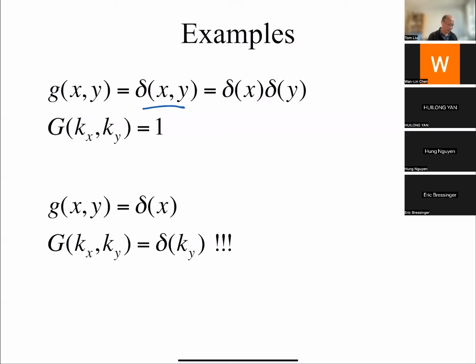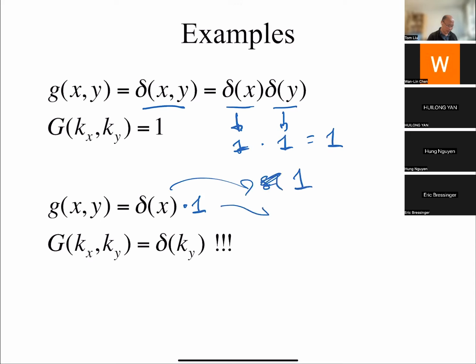So delta xy equals delta x times delta y. Both of these go to 1, so 1 times 1 is just equal to 1. This one on the bottom is sort of a trick question. This is actually equal to delta x times 1, so this goes to 1, and this goes to delta ky. And so when we multiply them together, I get delta ky, just because this is a function of x and y, and the implicit function of y is just 1.